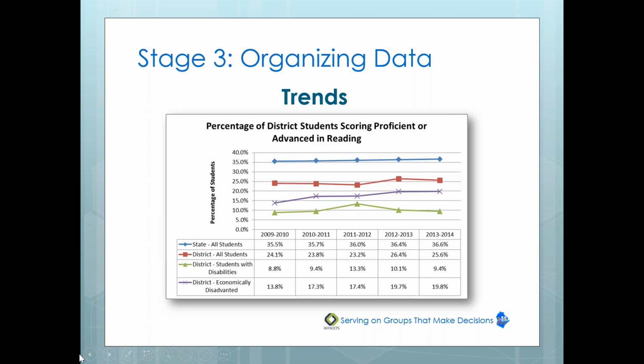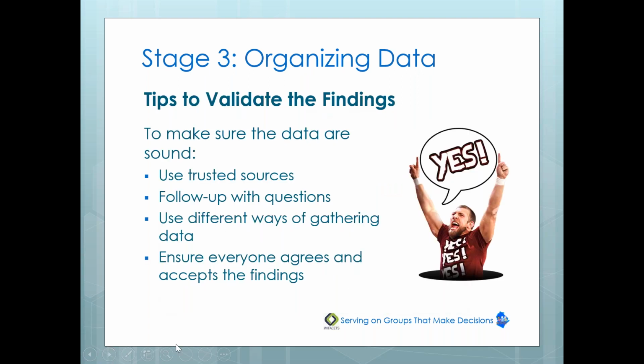So in stage 3, that's organizing data. We have to think about what to do to make sure that the data we're looking at are valid. And valid means sound or accurate. And so to be confident that you can validate that the data that you have is sound or accurate, your group can use the processes shown on the slide to make sure that the data you want to use for making decisions is sound.